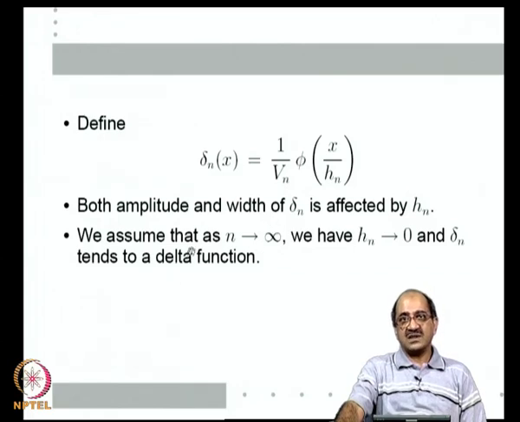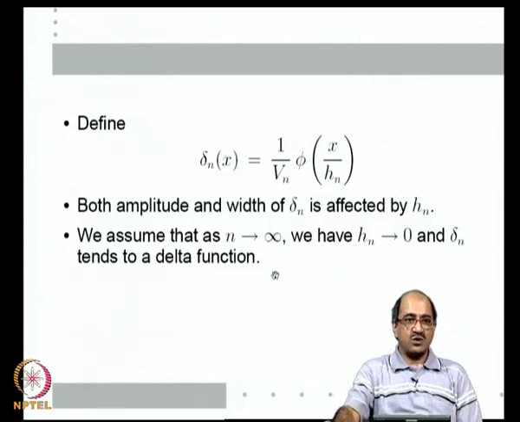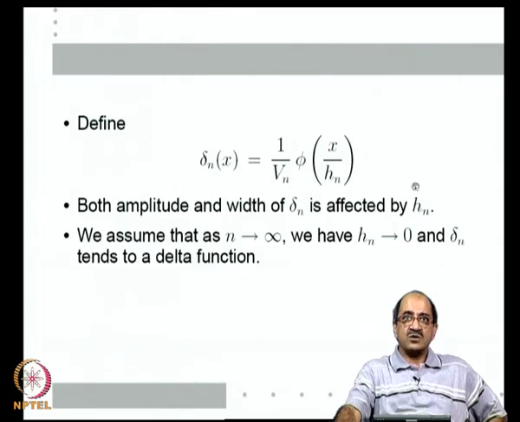So, we assume that as n tends to infinity, our h n goes to 0 in such a way that delta n tends to the delta function. We said as n tends to infinity, we have to let h n go to 0. So, it is saying h n should go to 0 in an appropriate fashion, so that this function delta n tends to a proper Dirac delta function.